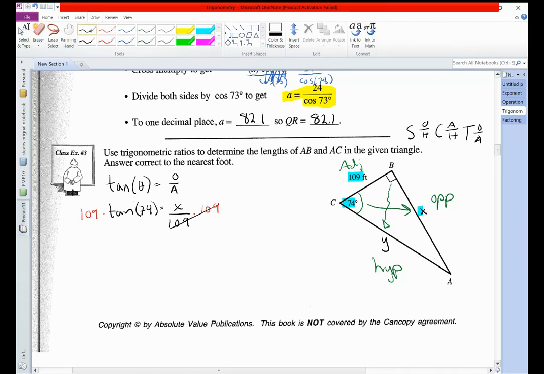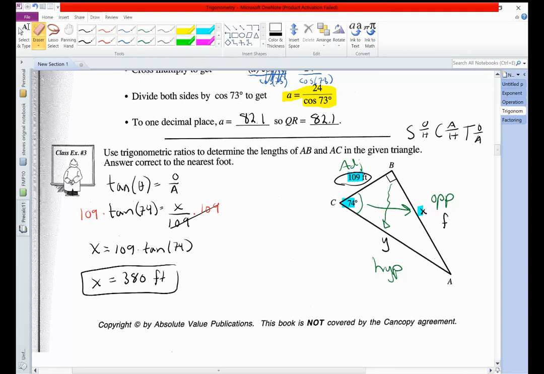Cancels on this side. I'm left with x is equal to 109 multiplied by tan of 74. And if I type that in my calculator, I should get 380. And the adjacent was in feet, so this should also be in feet. 380 feet. Now we want to find the hypotenuse.